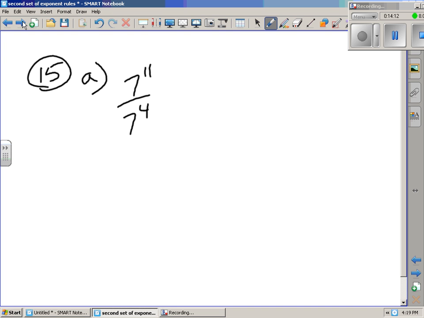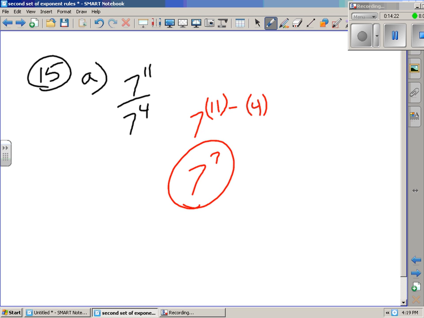15a, when the bases are the same and you have a fraction, subtraction better be your action. So we get 7 to the 7th power. If you want to write it out, you would write 7 times 7 times 7 times 7 times 7 times 7 times one more 7, I think. 1, 2, 3, 4, 5, 6, 7. And then you multiply. So this can be a very large number.